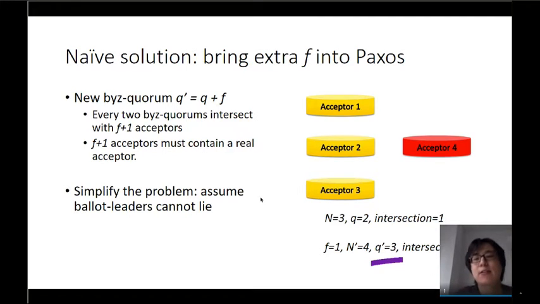Correct. For classical Paxos, you would still have a quorum of 3, right? Yes, that's right.